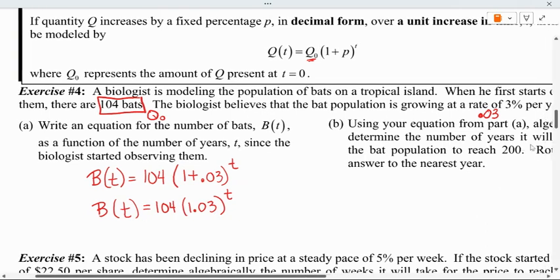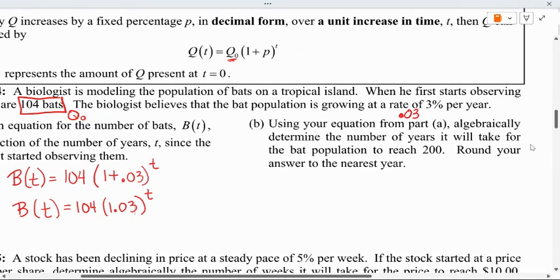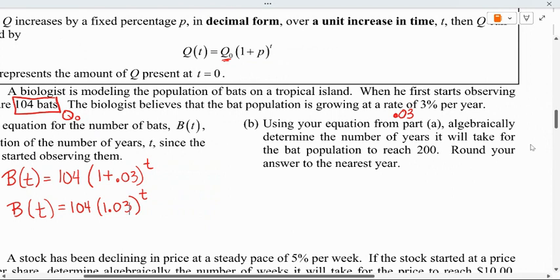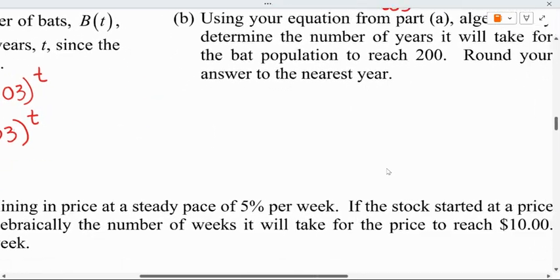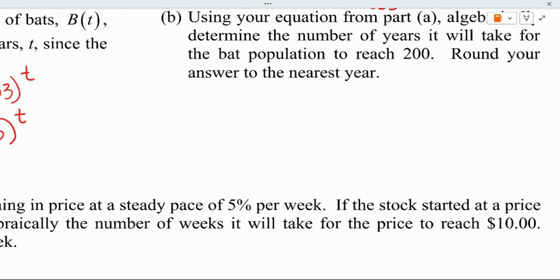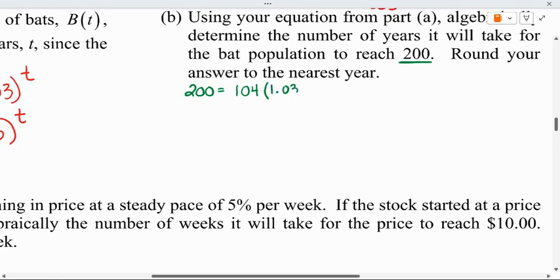Okay. Using your equation from part A, algebraically determine the number of years it will take for that bat population to reach 200. I could not fit this in the little box that they gave me because I write way too big. Sorry, Reese, I know those are messy. So it's just saying you want your total population to be 200. Well, that's your B of t. So 200 equals, what was our initial value? 104 times 1.03 to the power of t.